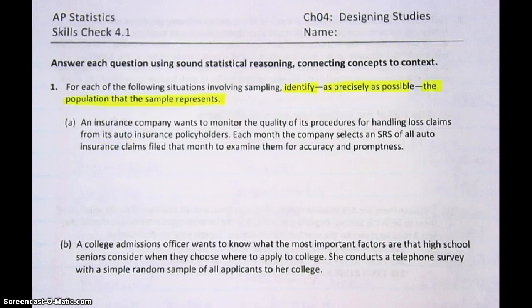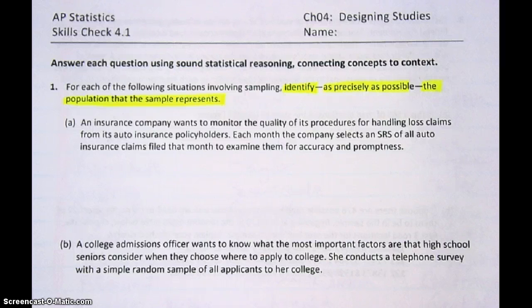An insurance company wants to monitor the quality of its procedures for handling loss claims from its auto insurance policyholders. Each month, the company selects an SRS of all auto insurance claims filed that month to examine them for accuracy and promptness. Now, what you want to understand about this problem is the difference between the sample and the population.